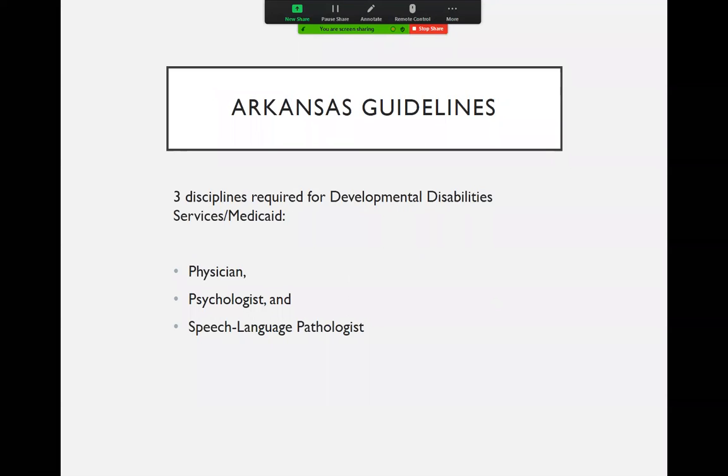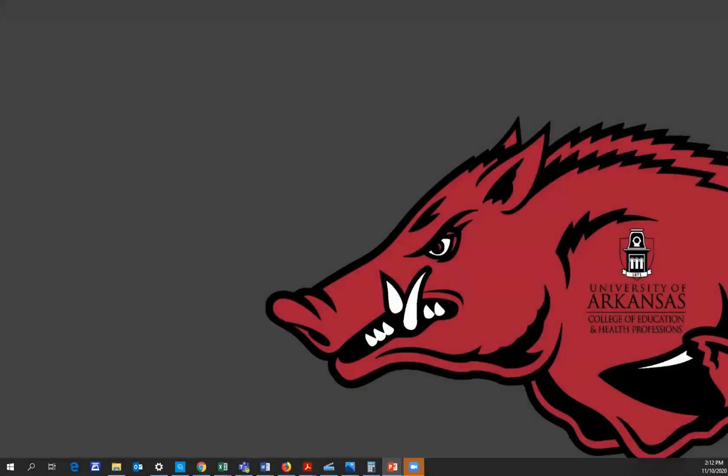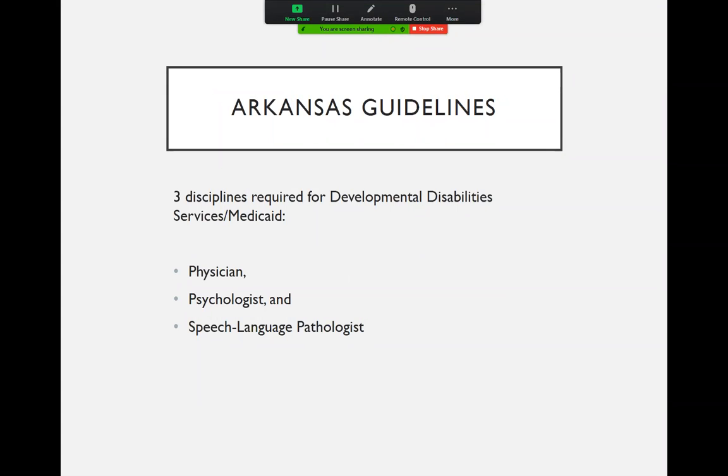In Arkansas, and this is specific to Arkansas, I know we have some folks in the group from some other areas, but specifically for Arkansas, they require 3 disciplines to make the autism diagnosis. The diagnosis must be completed by a psychologist, a physician, and a speech-language pathologist. This sometimes makes it difficult for families to seek a diagnosis, especially if they live in a really rural area that may not have folks that fall into these categories to perform those evaluations and to make that diagnosis.